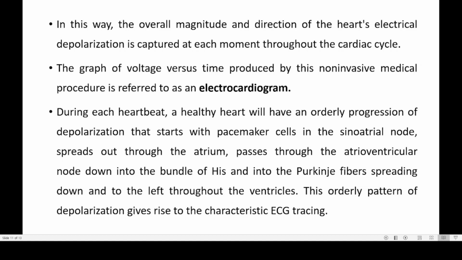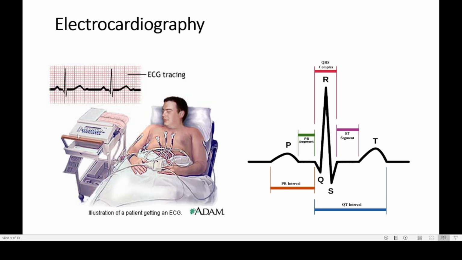The graph of voltage versus time is produced by this non-invasive procedure. Non-invasive means, for example, that if you put a syringe into your body, it is an invasive procedure, because you are penetrating something into your body. But here you are not inserting anything into the body. That is why it is non-invasive. We are only keeping the electrodes on the outside surface of the body, and as a result, you get a graph. This graph is what we call the electrocardiogram.